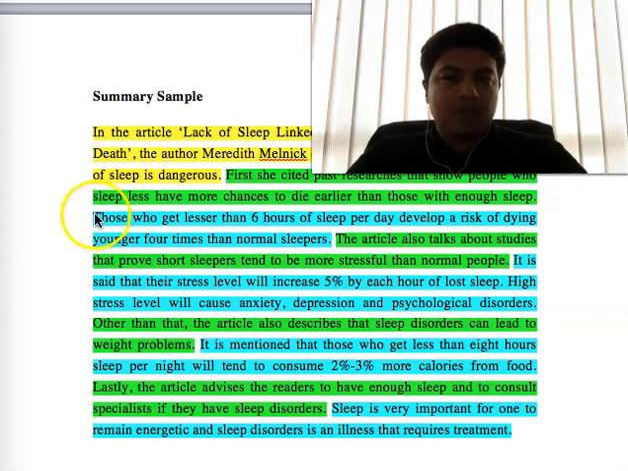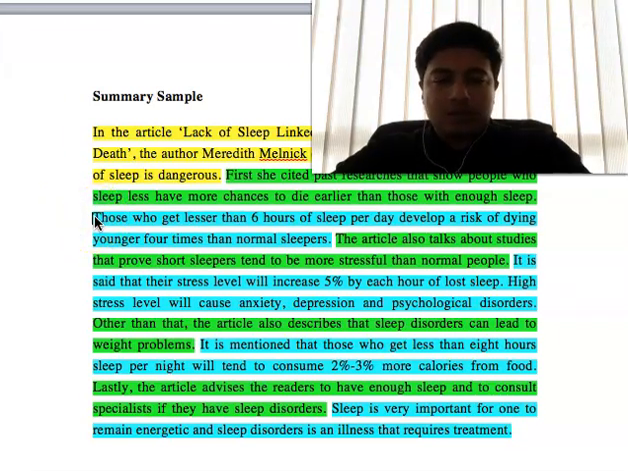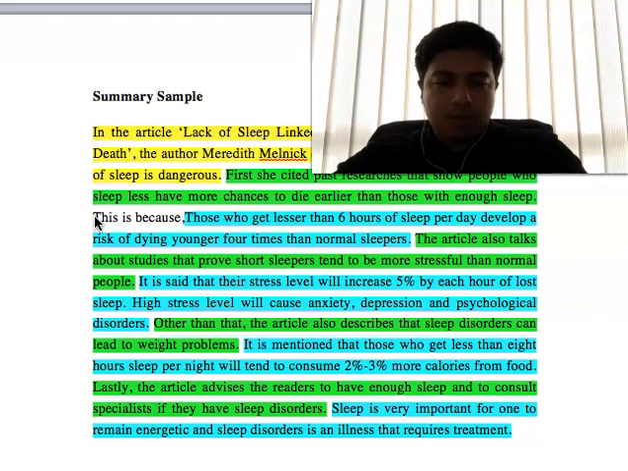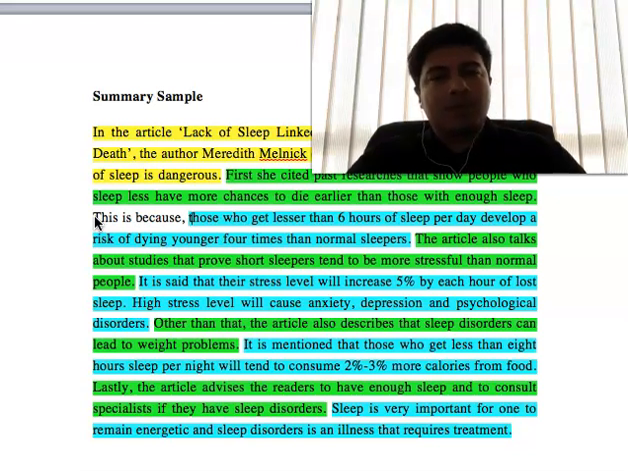So with the explanation here, you can put discourse markers like this is because those who get less than 6 hours of sleep develop a risk of dying. Adding discourse markers will make your essay or your writing seem more fluent and nicer.